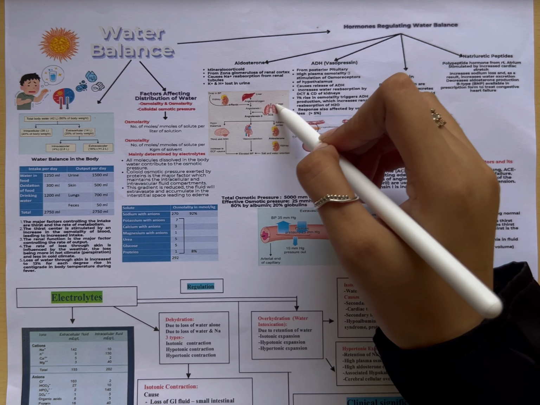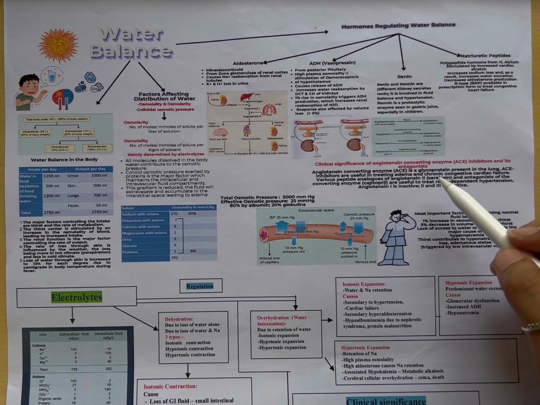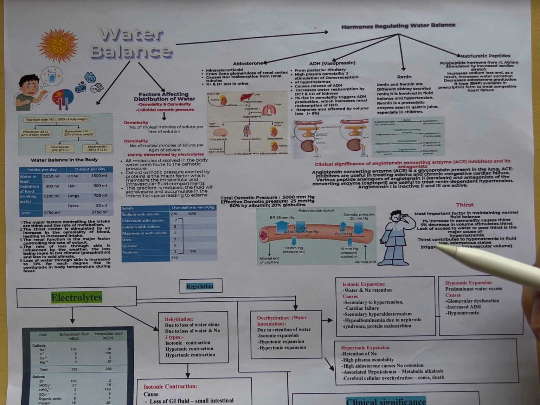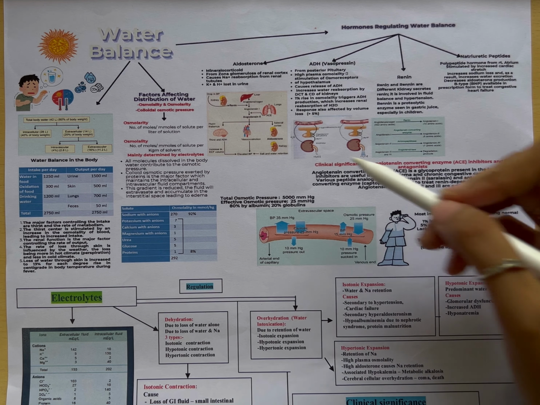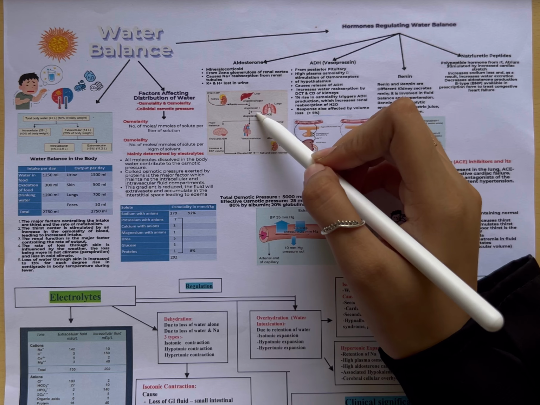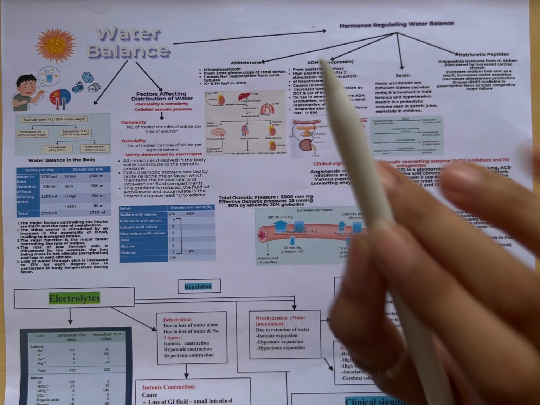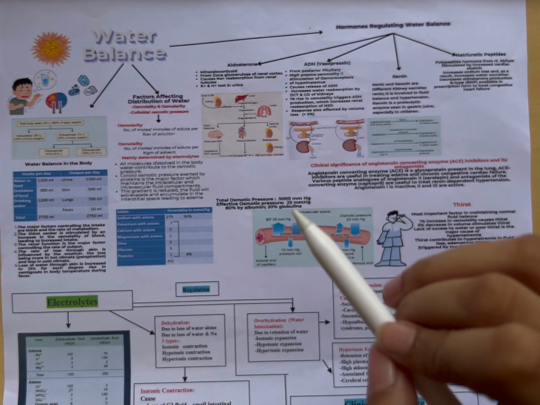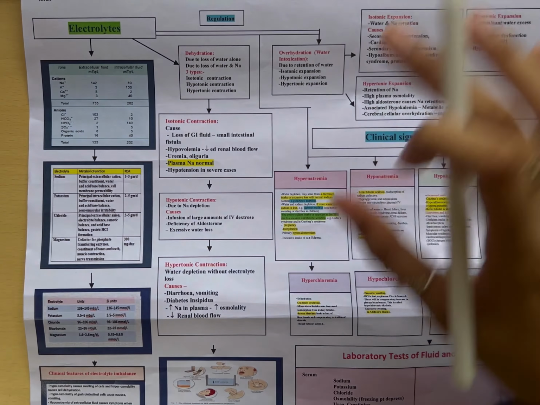Inhibitors of this ACE enzyme are given to patients with hypertension and heart failure, because the angiotensin 2 formation is blocked, leading to vasodilation and reduced fluid retention in the body. Now let's move on to the electrolyte balance.